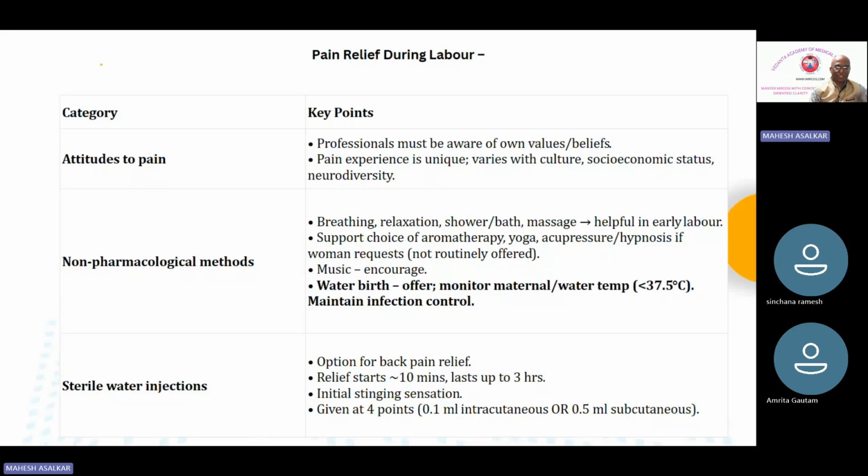Then you have sterile water injections, an option for back pain relief. Relief will start in 10 minutes and lasts for up to 3 hours. Initially, there may be a stinging sensation. It is given at 4 points, 0.1 ml intracutaneously or 0.5 ml subcutaneously.